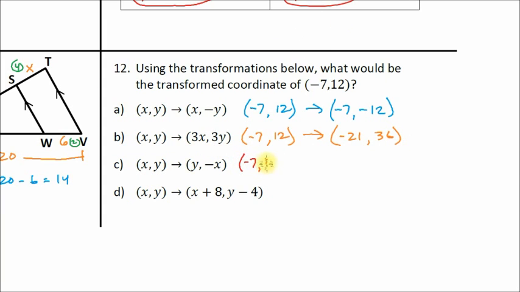All right, next one. x, y, that's negative 7, 12. Now what happens is the y value moves to the front. So 12, which was our old y value, is now in the beginning of our new coordinate. X ends up at the end and the sign flips. So x was negative 7, now it becomes positive 7. And the last one, we'll start off with negative 7, 12. And now this is actually a translation. We're going to do negative 7 plus 8, that's 1. And 12 minus 4, which is 8, and there's our new coordinate.